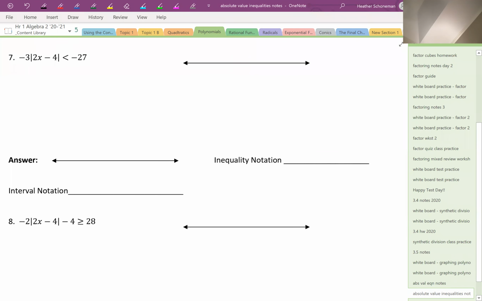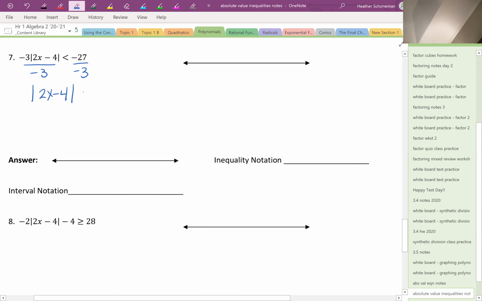Okay, let's skip ahead to this one. Let's see what happens here. On this one, to get the absolute value by itself, I have to divide both sides by negative 3. So I get the absolute value of 2x minus 4 is less than or equal to, less than. But here's the catch. What I'm dividing by this time is a negative. And when you've got inequalities and you divide by a negative, you cannot keep that inequality the same. You have to flip it. And negative 27 divided by negative 3 is positive 9.